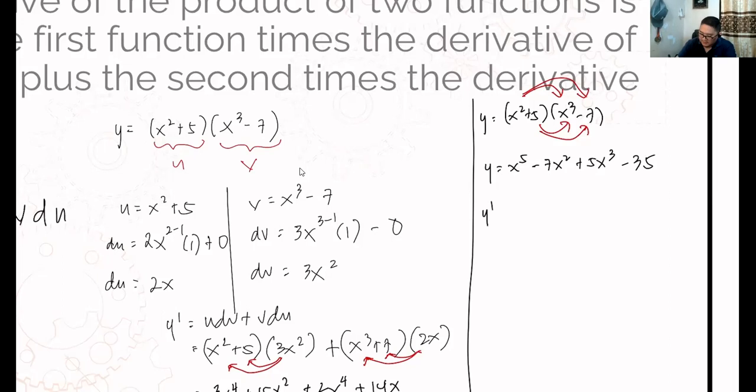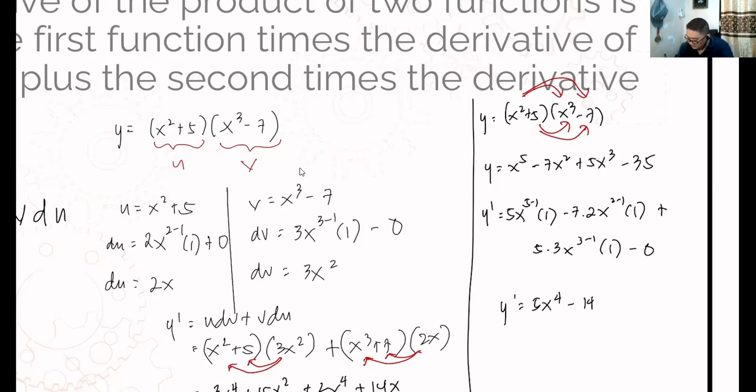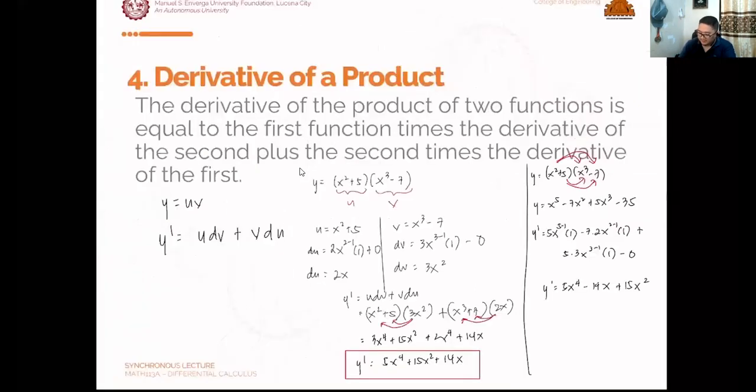Okay? So, y prime is equals to 5x to the 5 minus 1 times 1, minus 7 times 2x to the 2 minus 1 times 1, plus 5 times 3x to the 3 minus 1 times 1 minus 0. Simplify, we have 5x to the fourth minus 14x plus 15x squared. So, ano nangyari?